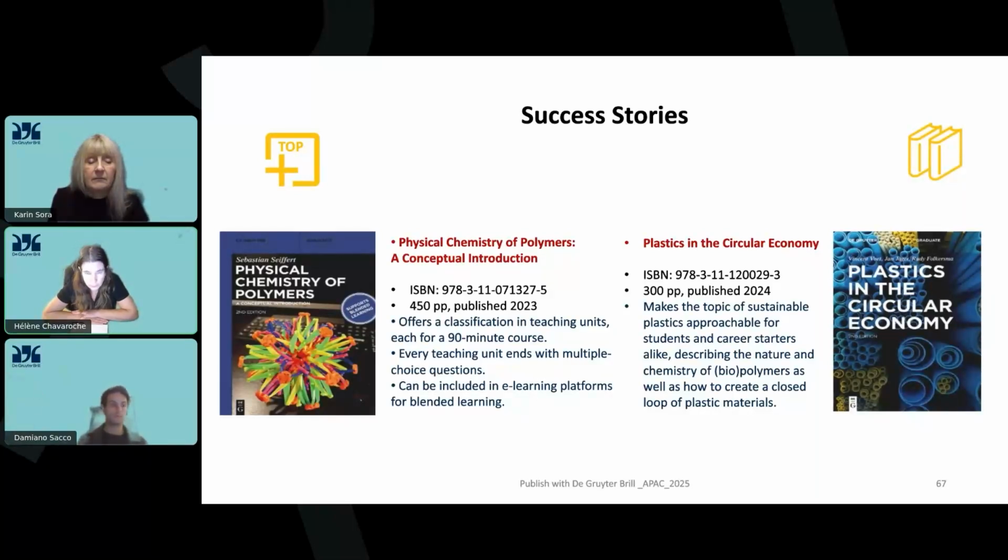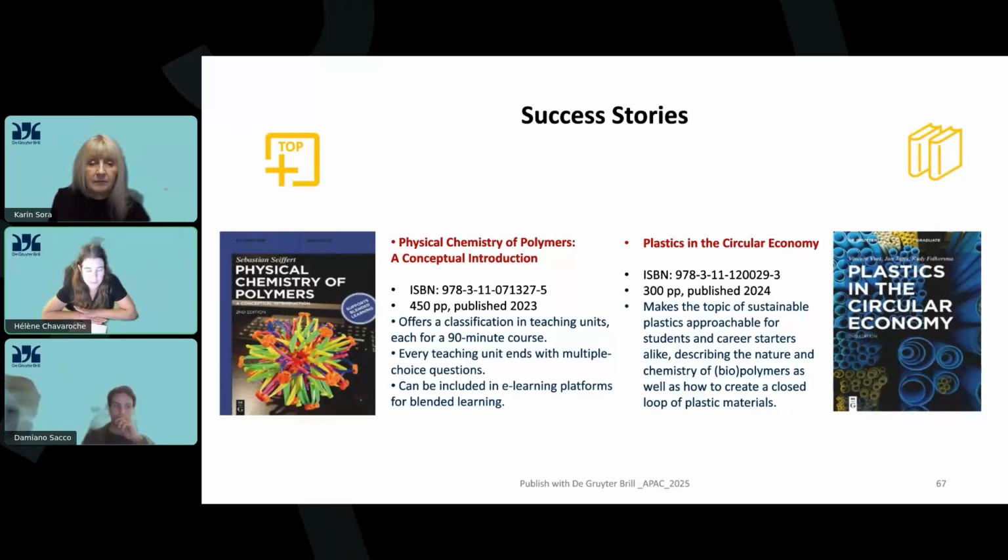For the second one, Plastic in the Circular Economy, they selected a very trending topic, and it's the beginning. People are starting to incorporate this topic in classroom instruction. So professors and teachers are looking for this kind of book, as it's a trending topic and quite new to be taught. So these two books are very successful.